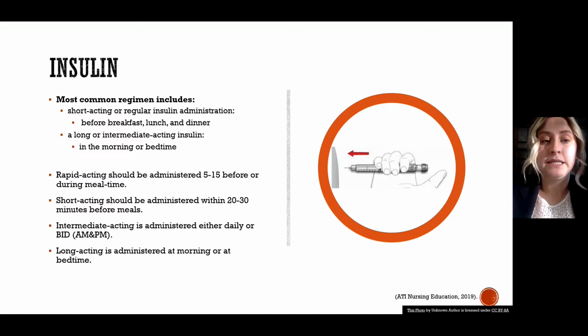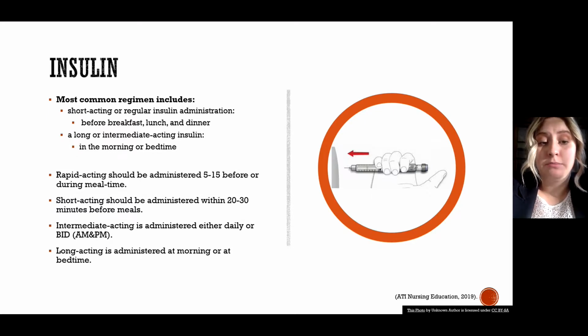All right, insulin. So the most common regimens of insulin include short-acting or regular-acting. So they're going to do this before breakfast, lunch, and dinner. Or another one is a long or intermediate-acting insulin in the morning or bedtime.